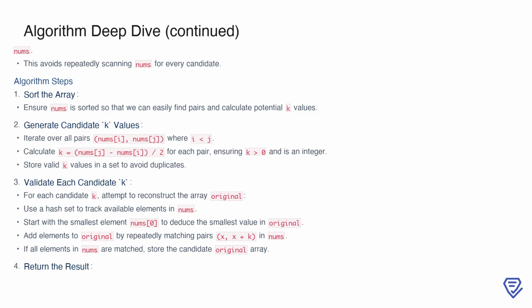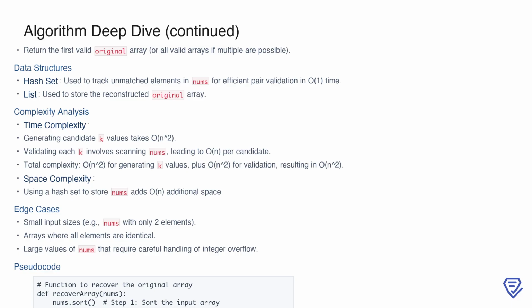Once we have the candidate k values, we validate each one by attempting to reconstruct the original array. Starting with the smallest element in nums, which corresponds to the smallest value in original, we iteratively match pairs x and x plus 2k in nums and add the corresponding values to original. This process involves using a hash set to track unmatched elements in nums and ensure efficient validation. If we can match all elements in nums without violating the constraints, we store the reconstructed array as a valid solution. When a candidate k successfully reconstructs the array, we return the first valid original array. If multiple solutions are possible and required, we can store all valid arrays instead.